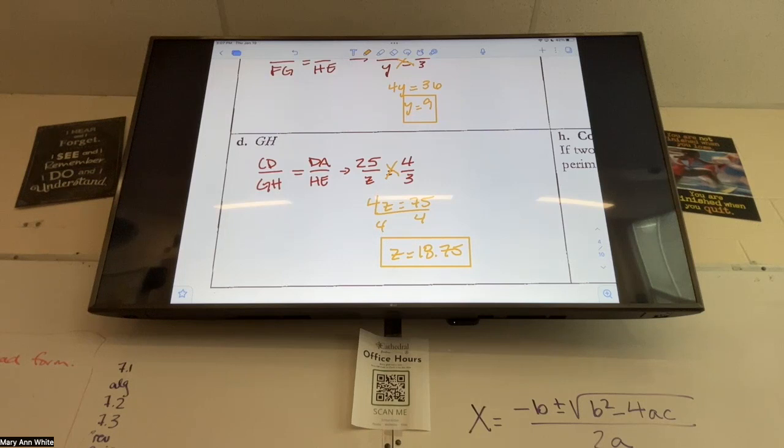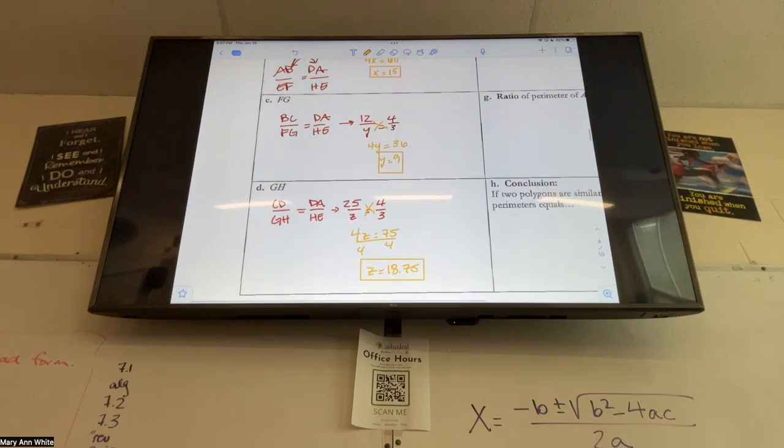All right, do we have all of the sides? I got 15 and 9 and 18.75. Are we okay with that? Right on. All right, go to the next column.